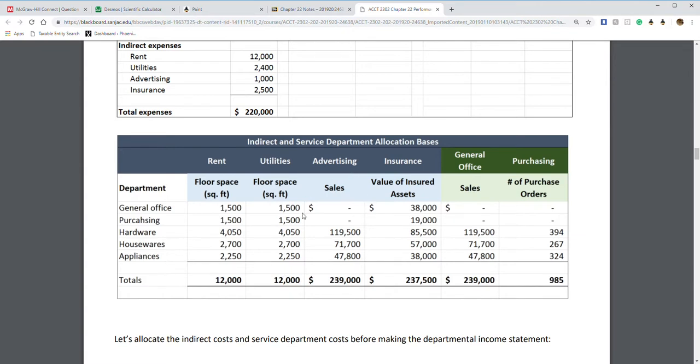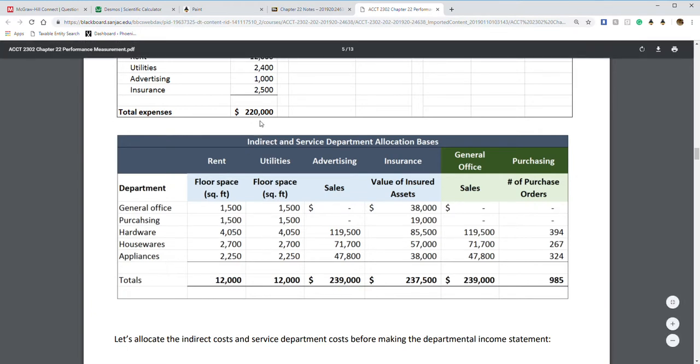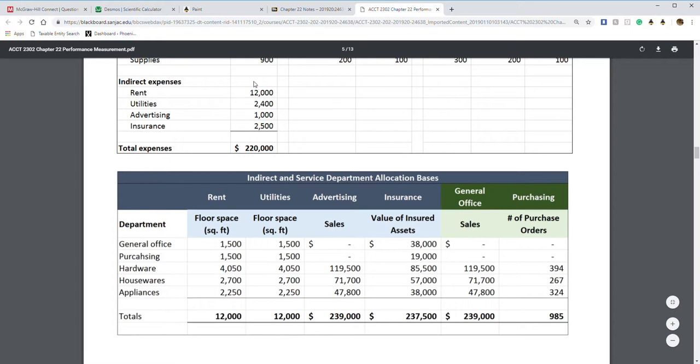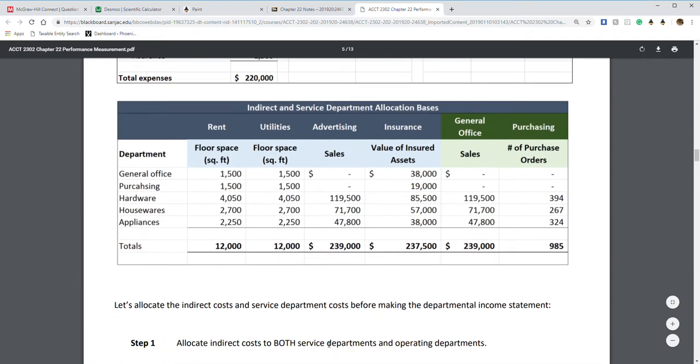Here's our sales. Again, sales is going to work with advertising. Only the ones that are generating revenue actually have any advertising involved. And insurance is going to be with everyone, because everybody's got to be insured, and it's going to be based on value of insured assets. And then we're going to get into these green ones, the general office and purchasing, and our step 2. Okay? So these costs right here, we've got to know these. We're going to take these and this information, and we're going to start our stuff.